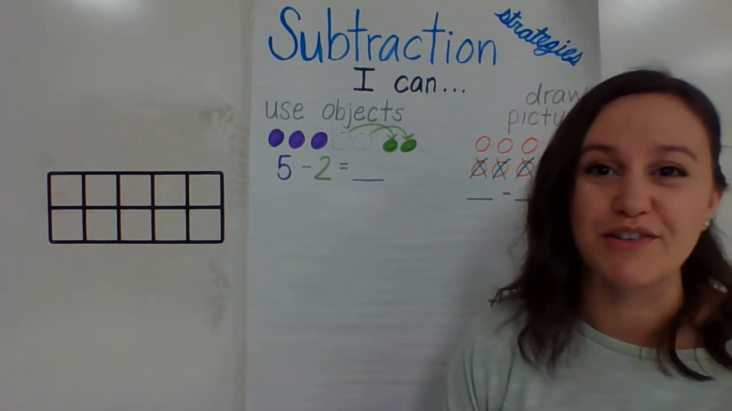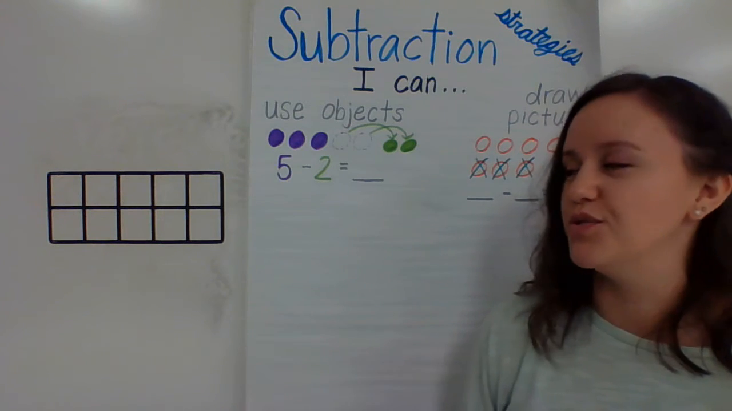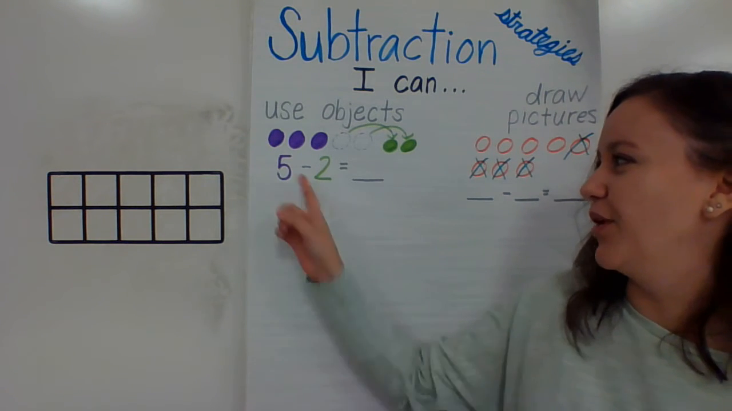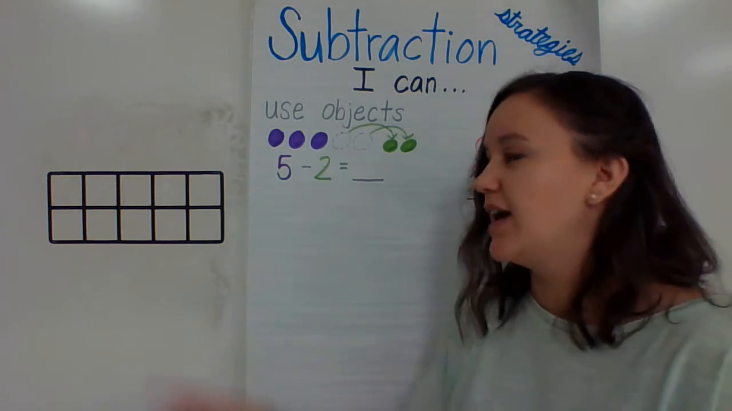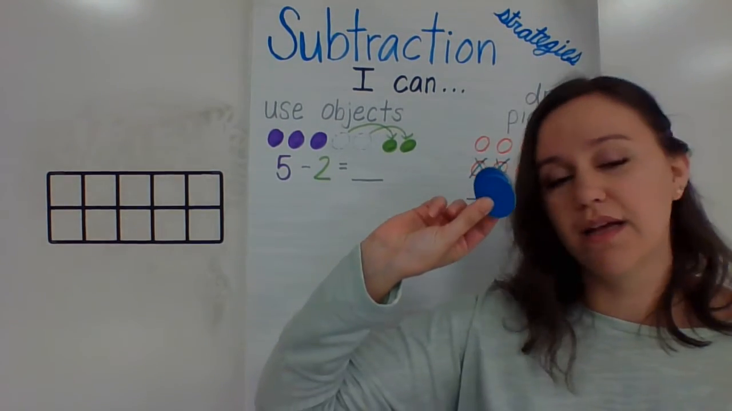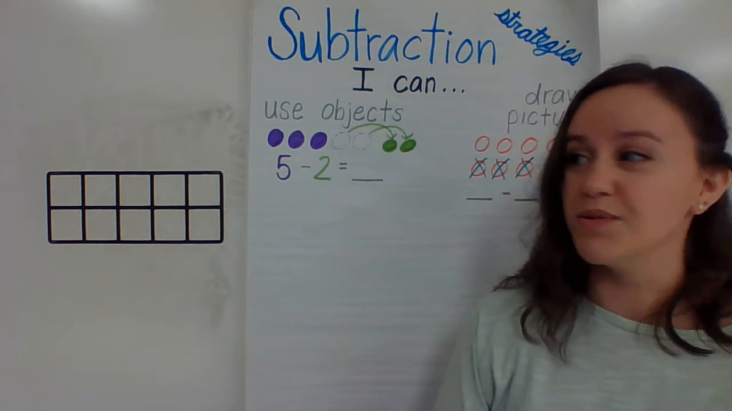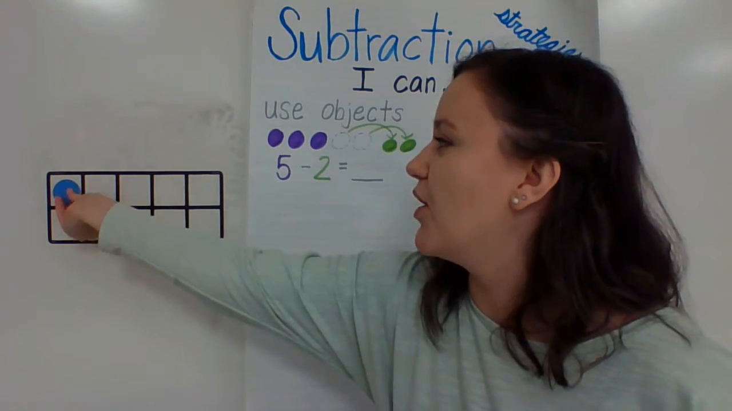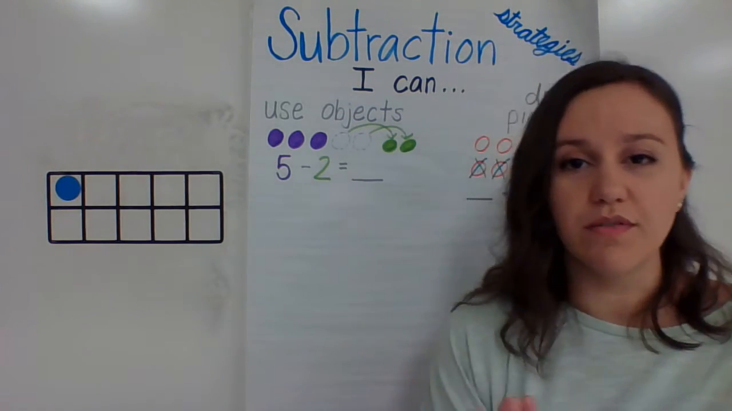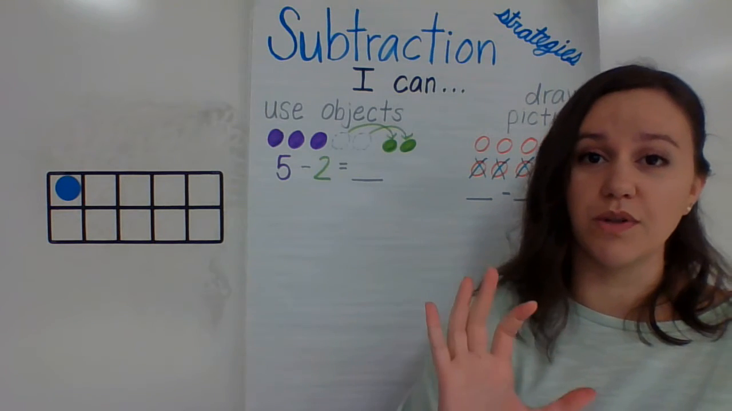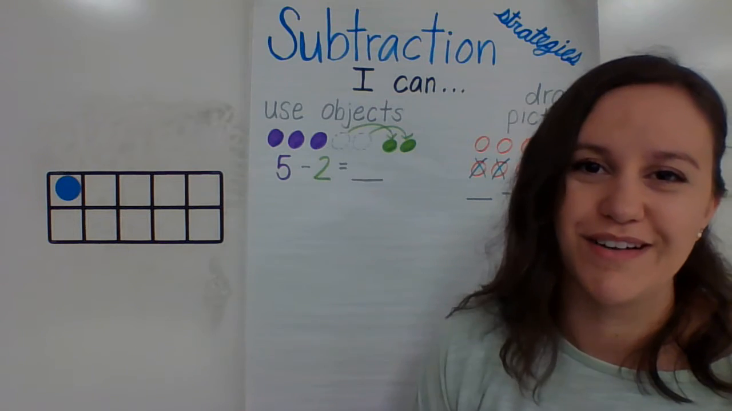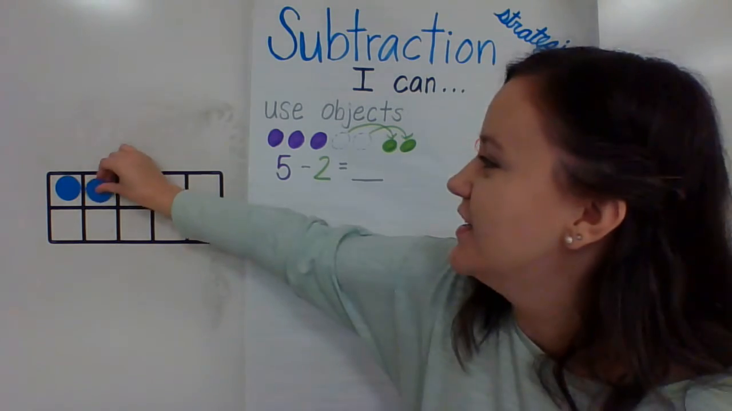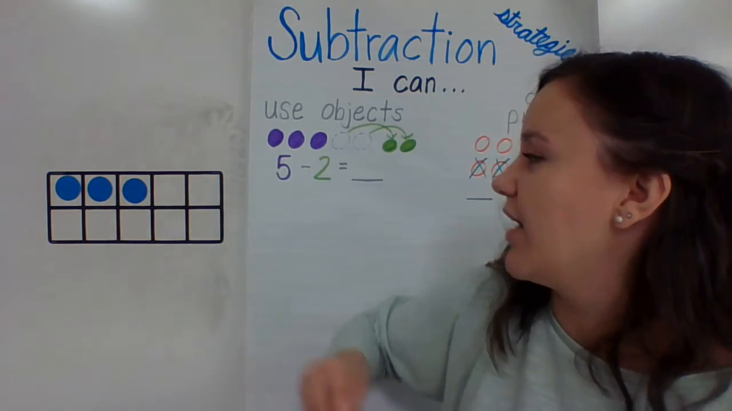Now, it's a little hard to draw a picture of what it's like to use objects. So we're going to try and solve 5 minus 2. We're going to use objects. I have a 10 frame and some counters, but you can use whatever you have, any kind of small object. So if I'm solving a subtraction problem, I need to start with the greatest number, the largest number. And in a subtraction problem, the greatest number is going to be the first number. So I need to start with 5.